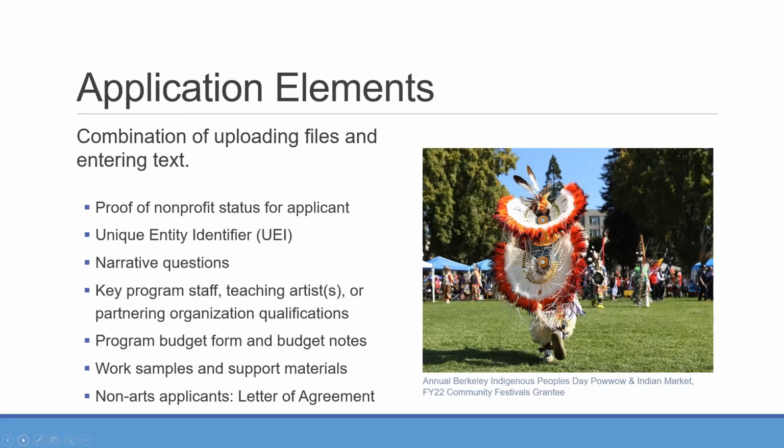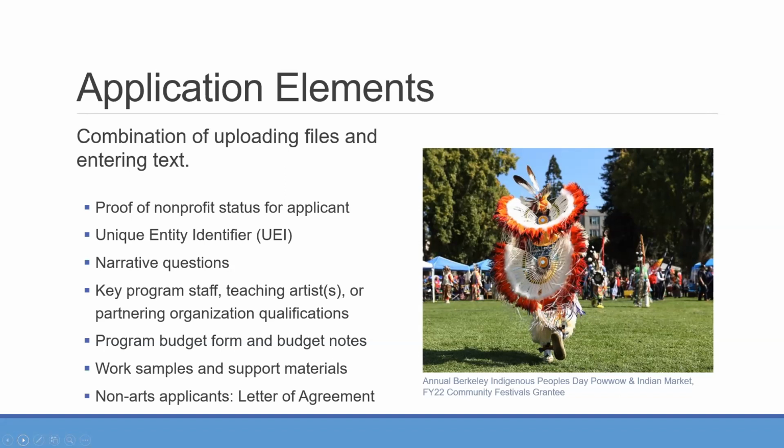You'll also need to have your federal employer identification number on hand. That's your federal EIN. And you will enter this number at the beginning during the eligibility check questions. And then Submittable will verify your organization's nonprofit status. So you'll need that number on hand.